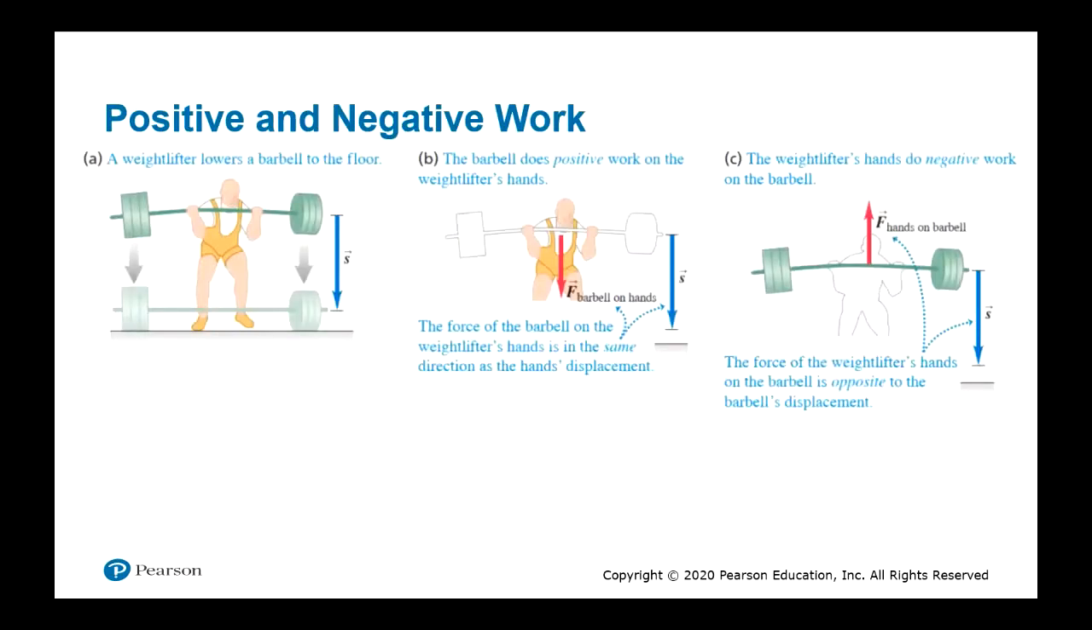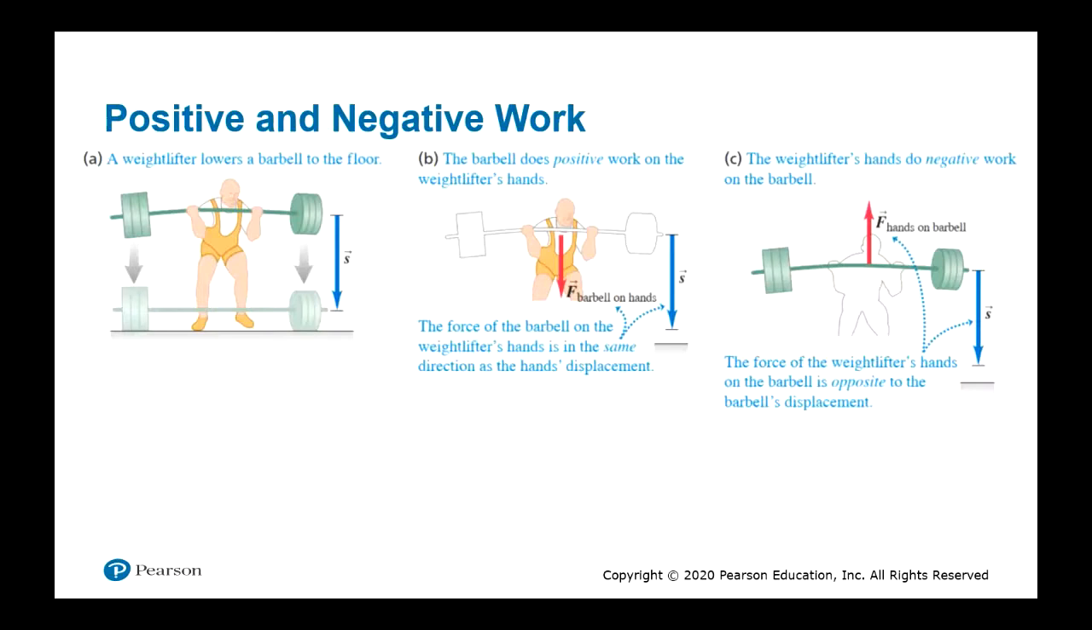So what about positive and negative work? How does that look? So we have here again the weightlifter. The first image here, this one, shows the direction of motion of the barbell is downward. And this will always be the case due to gravity. If you were in space, then it's a different story. But on Earth, this is our case.